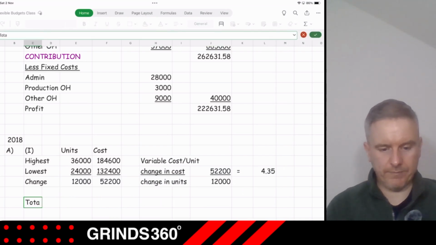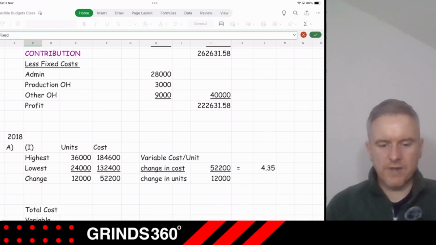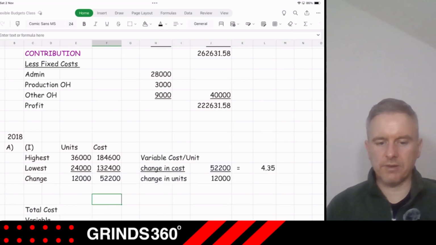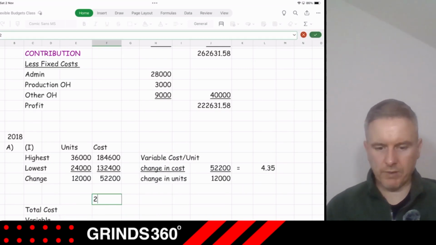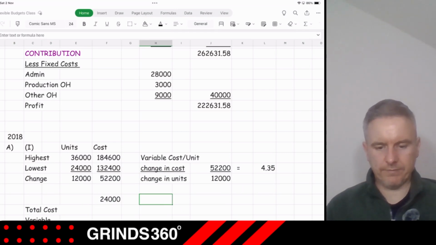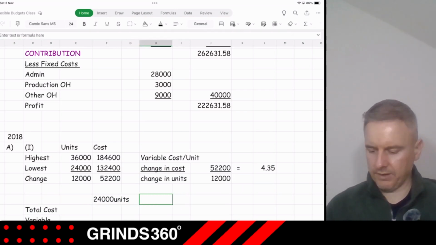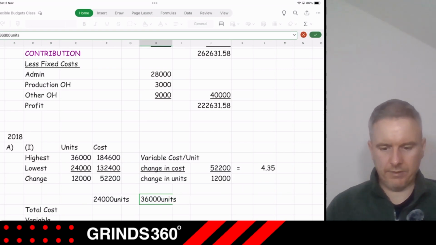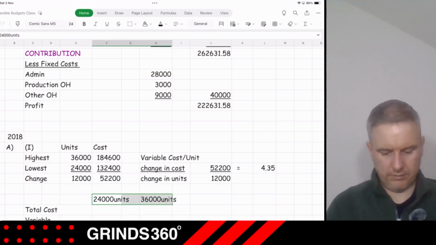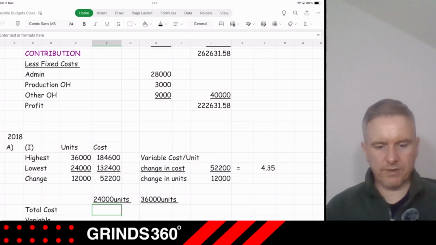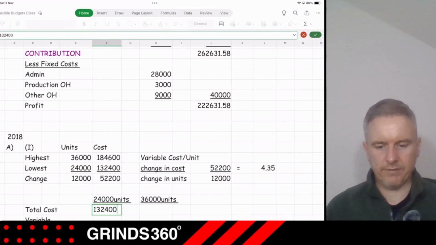So we're going to go with our total cost minus my variable. And that's going to give me the fixed. So you can see pretty quickly, you'll get used to this though, you'll fly it in no time. So we're going to have 24,000 units, and then we're going to take our 36,000. So for the 24,000 units, it was 132,400. For the 36, it was 184,600.